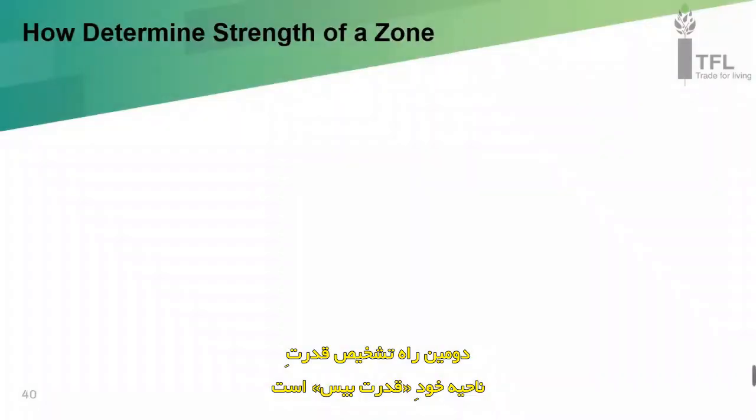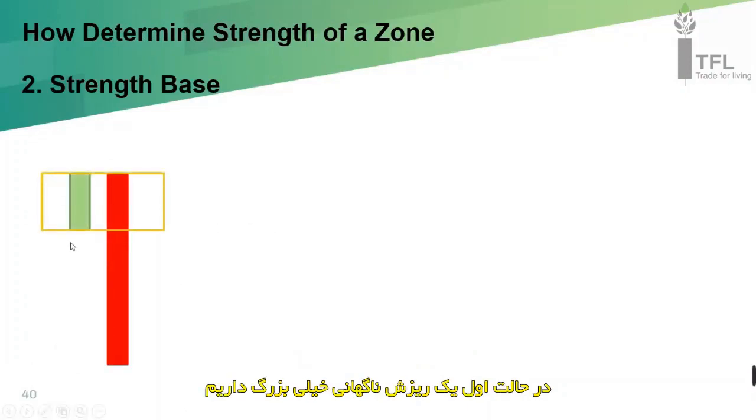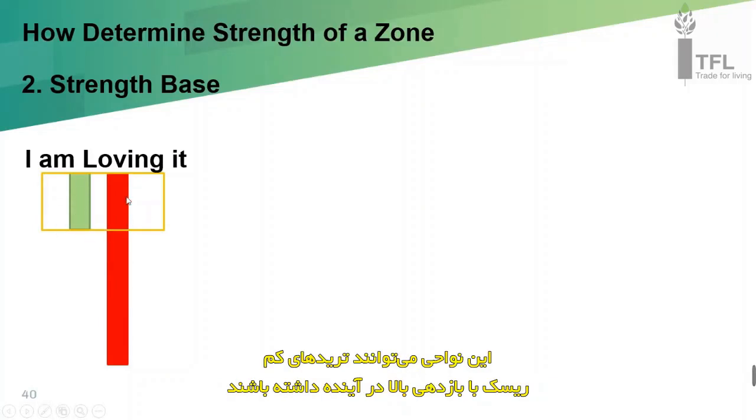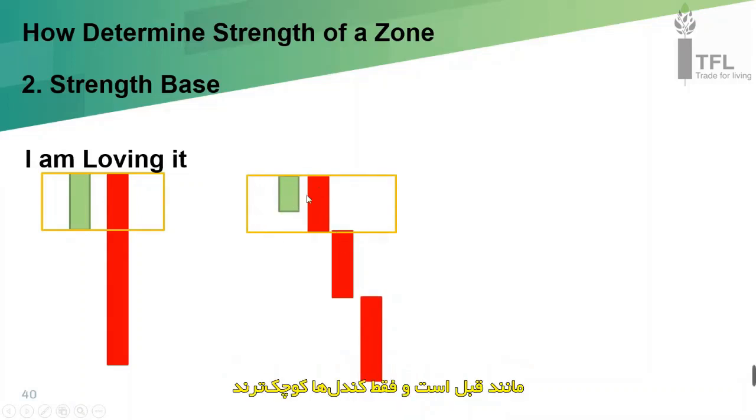The second way of determining the strength of a zone is by using the strength itself. The first one is that we have a price, and then suddenly there's a big drop. This is something that I'm loving. I really like it. It always creates high chances, low risk, high return trades in future. The second type is that similarly we create a zone, but this time it takes a smaller candle to break the zone.